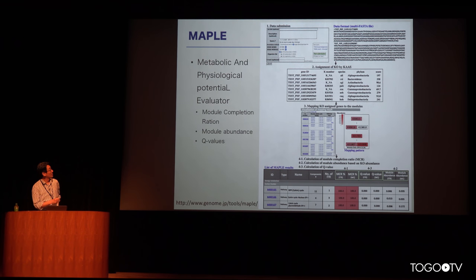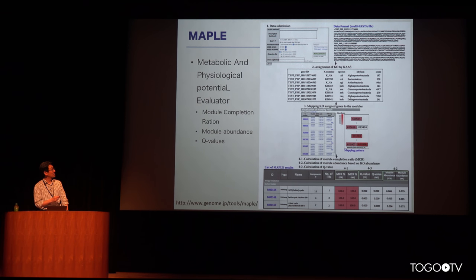And this is an overview of the MAPLE system. So we provide a web interface for inputting the sequence data. Currently you can input 1 million sequences in this system, but you can merge the result of several searches, so theoretically you can input many more sequences.